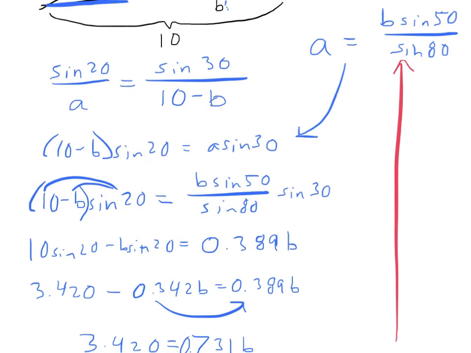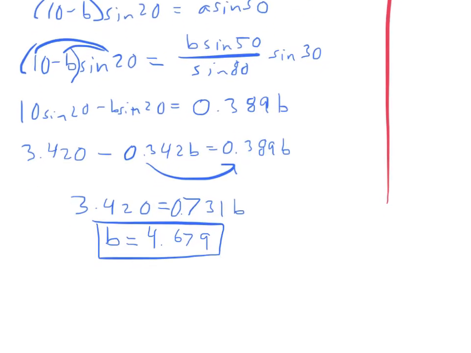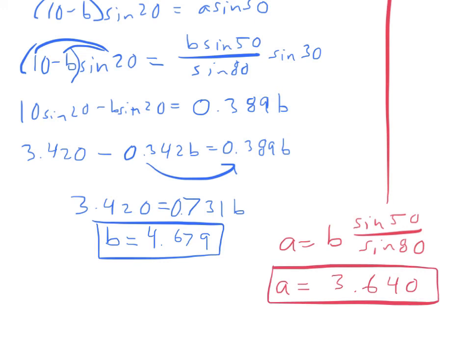So I need to go back up and use this relationship that's up here. So we had B sine 50 over sine 80. So A is B sine 50 over sine 80. If I just plug that into the calculator, I end up with A being 3.640. And we found the values of A and B.